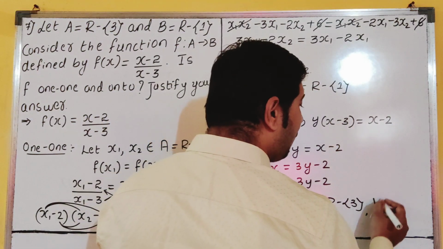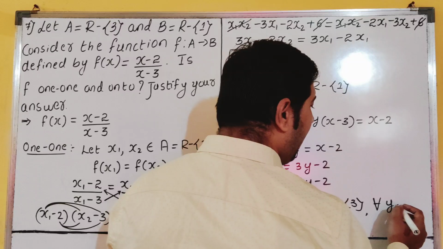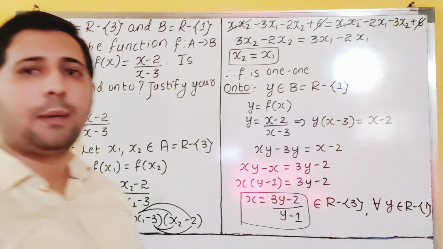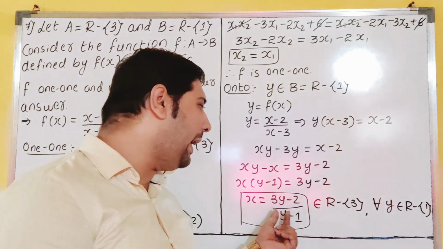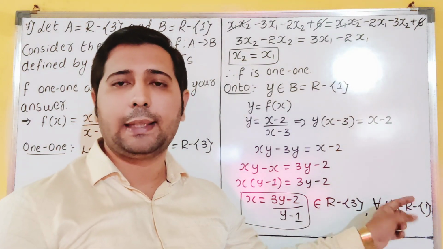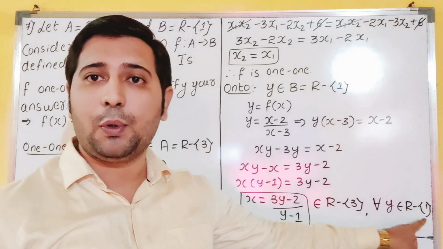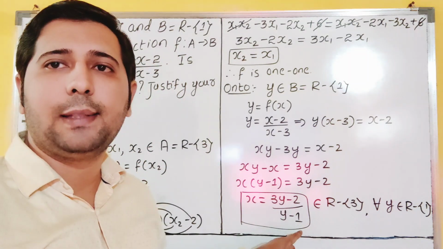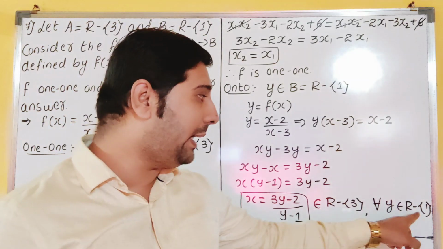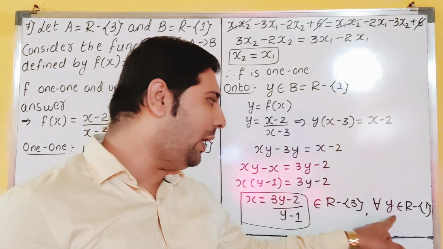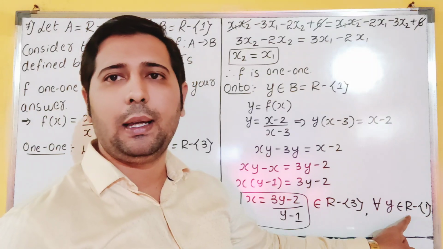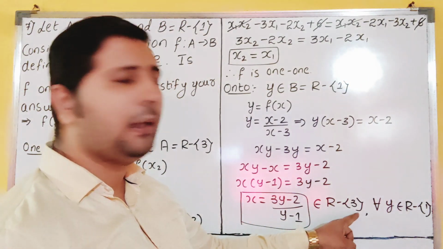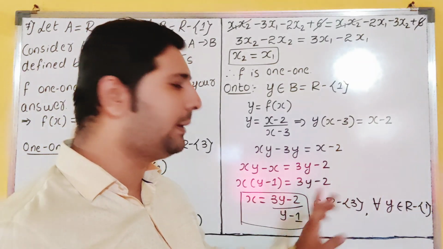For all y belonging to R minus 1, I am saying. So the y value can be anything you put except 1. You should not put the y value as 1, dear students. Why are we not putting it? 1 minus 1 is 0, it is not defined. That's why R minus 1 is given. So y can be any real number except 1, so there exists an x value which will come in R minus 3.